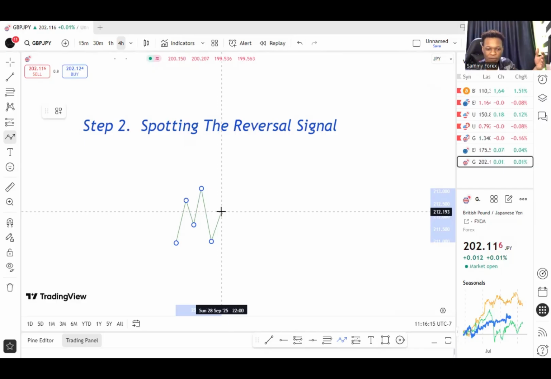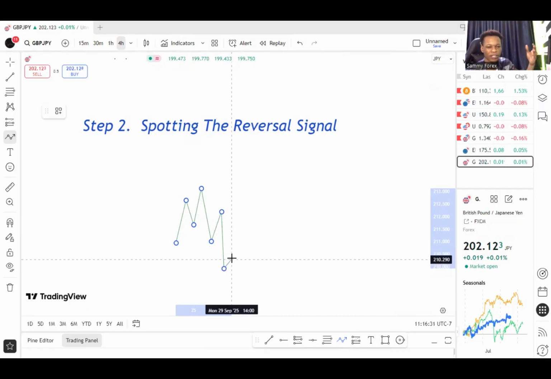I noticed price went all the way to these highs and created a trend high. This is now a bearish trend high because this high is no longer higher than this. Price then approached this low, smashing out this low, giving us a new bearish trend low.